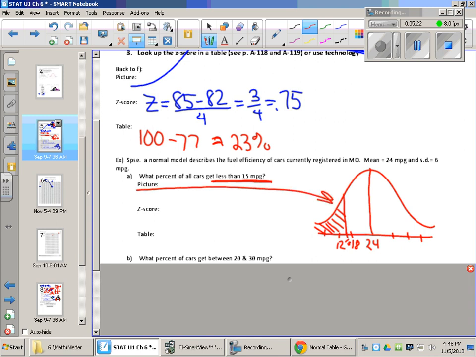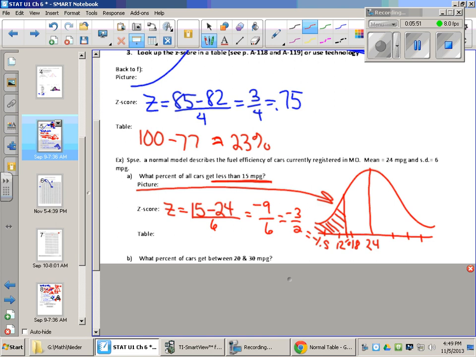The z-score. All right, z equals the value we're at minus the mean, divided by the standard deviation. You do that, 15 minus 24 is negative 9. Remember, a z-score is negative when it's to the left of the mean. And that reduces to negative 3/2, or negative 1.5 if you want it in decimal form. So this value of 15 is negative 1.5 standard deviations below the mean.